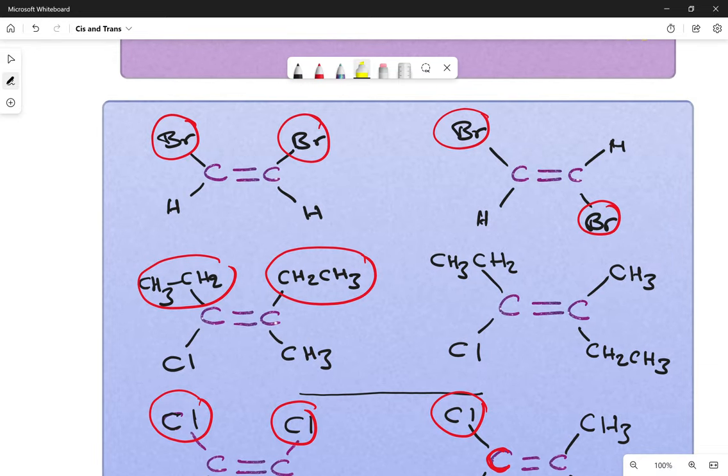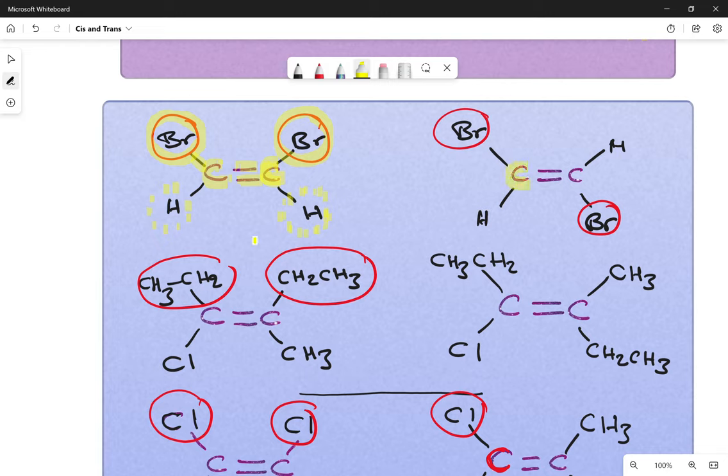Another example can be Br on one carbon connected to the double bond, and another Br on the other carbon connected to the double bond. So we call it cis. Also, you can use hydrogen as well. Somebody may say hydrogen is the same. I agree. On one carbon of the double bond, you get hydrogen. On the other carbon of the double bond, you get another hydrogen. So this is another way to show this is cis.